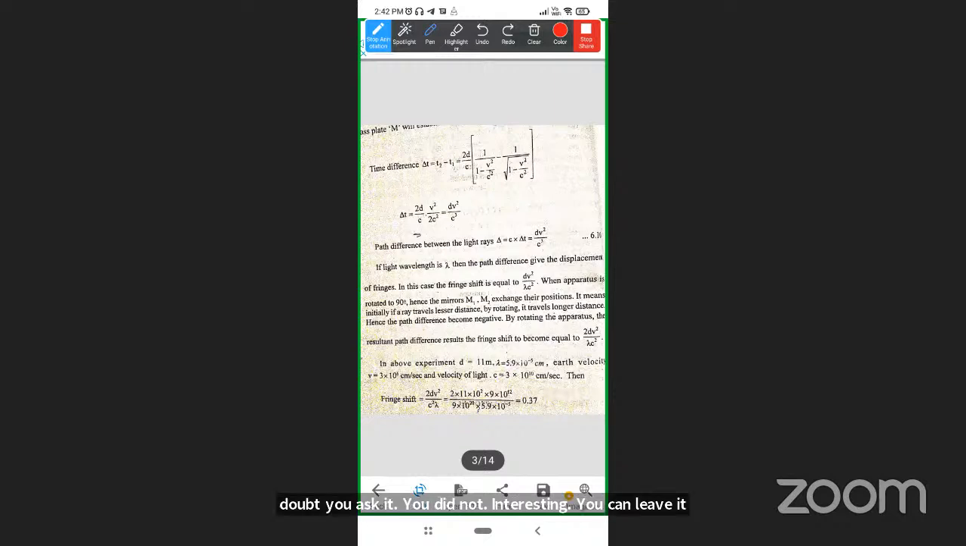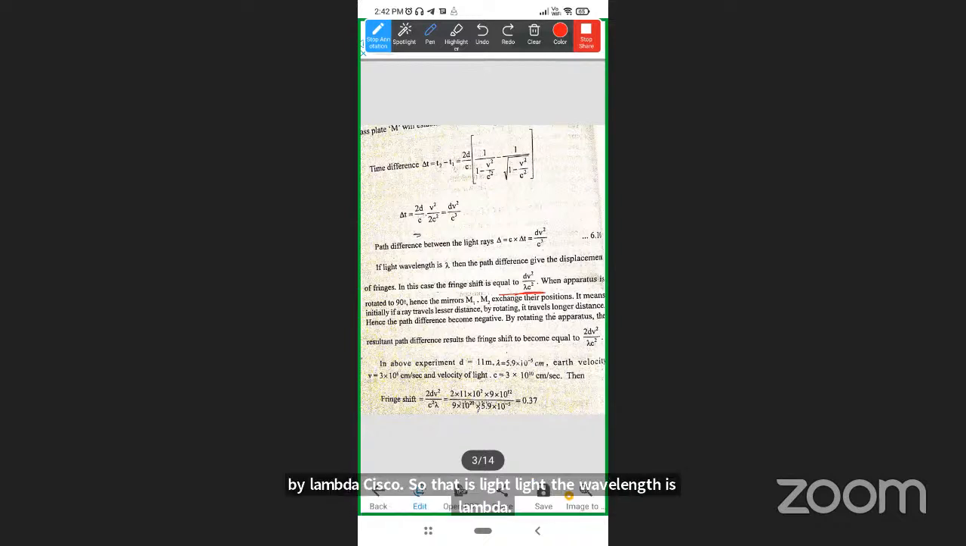So this light wavelength is lambda, and this path difference is the displacement of the fringes. So what is the fringe shift? The fringe shift is equal to d v square by lambda c square. Since the light wavelength is lambda, we divide by it. This is c square, not c cube, c square.